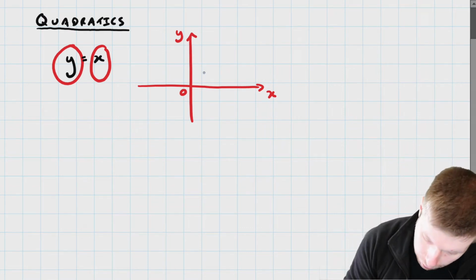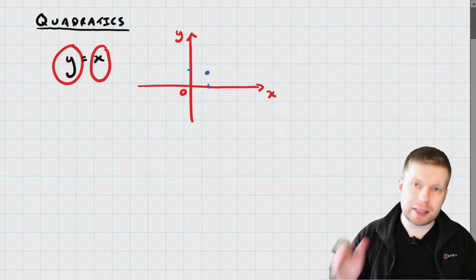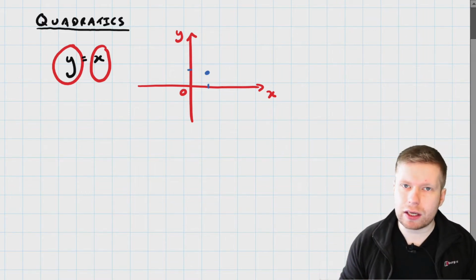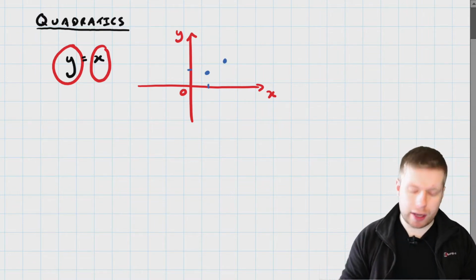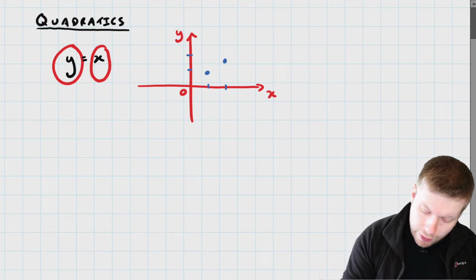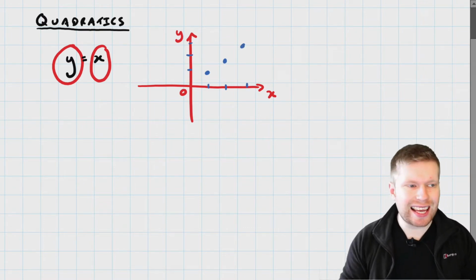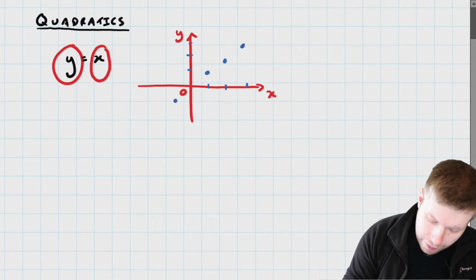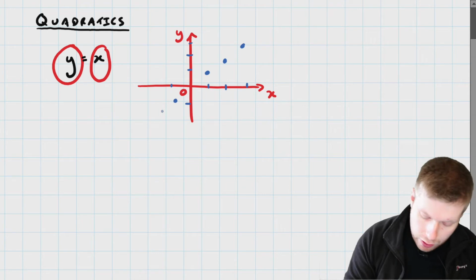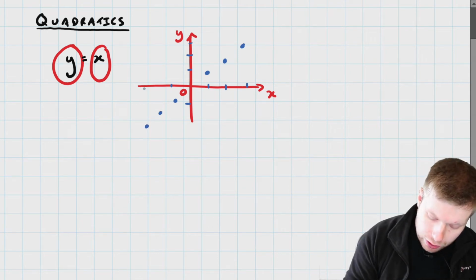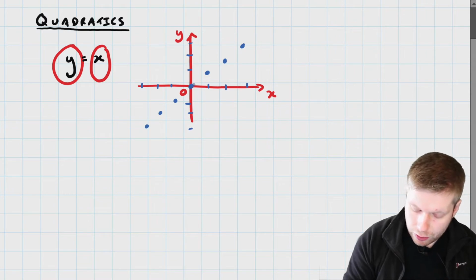So as an example, the point (1, 1) would work here, because that has the same y value as it does the x value. The point (2, 2) would work here, because that again has the same y value as the x value. In fact, (3, 3) would also be valid. I could even go negative. So (-1, -1) would again have the same y value as the x value, and (-2, -2) and (-3, -3). In fact, (0, 0) would also work as well.